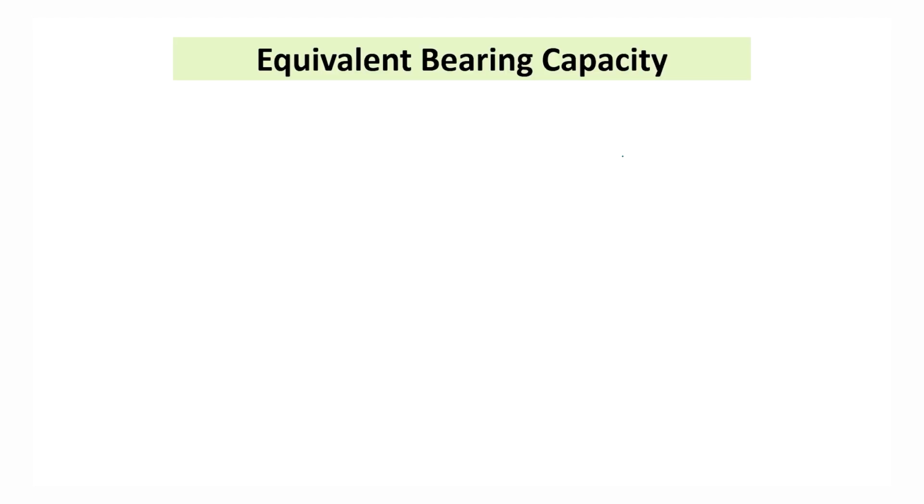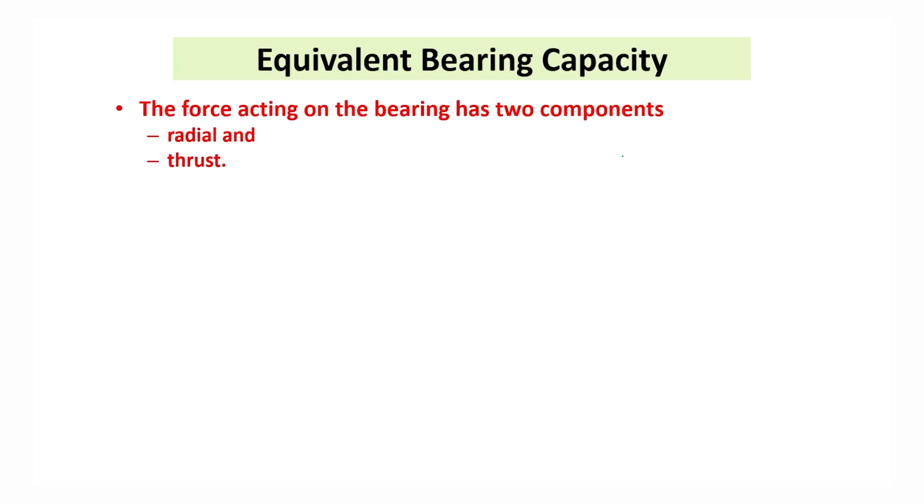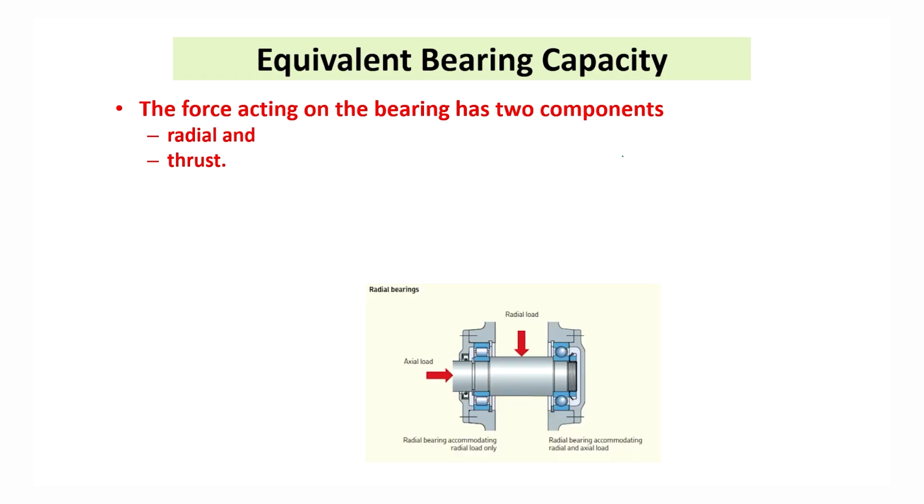Now, for the equivalent bearing capacity, as in our bearing both radial and axial load are acting, we must find the equivalent bearing capacity. The force acting on the bearing has two components, radial and thrust. Like this is the radial load and this is the thrust load, the axial load, which is acting on our bearing. We have selected a deep groove ball bearing, not this roller.